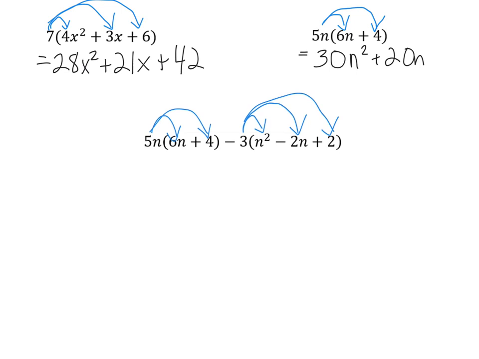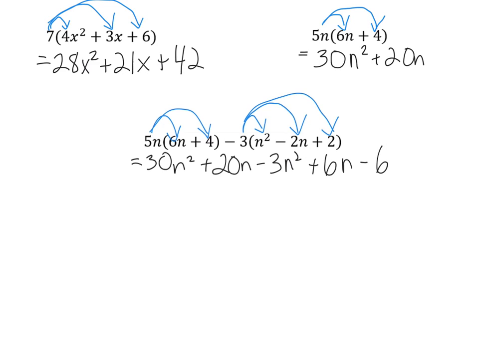So 5n times 6n is going to give me 30n squared, as it did for me above. 5n times 4 is going to give me 20n. And then now I need to do my negative 3 times n squared, and that's going to give me negative 3n squared. Negative 3 times negative 2n, that's going to give me positive 6n. And then negative 3 times positive 2 is going to give me negative 6.